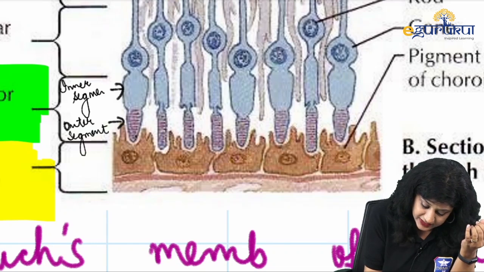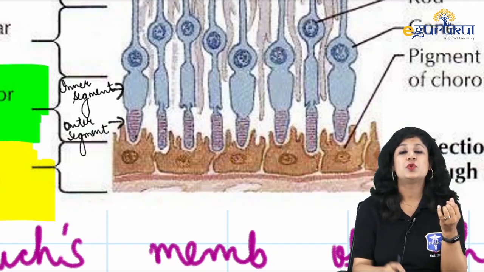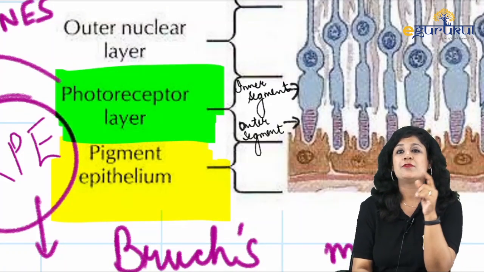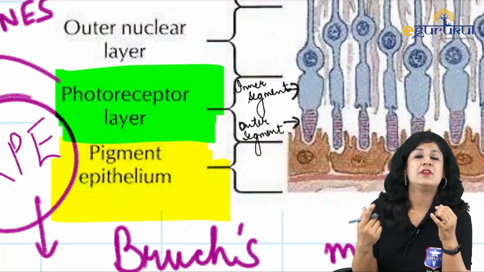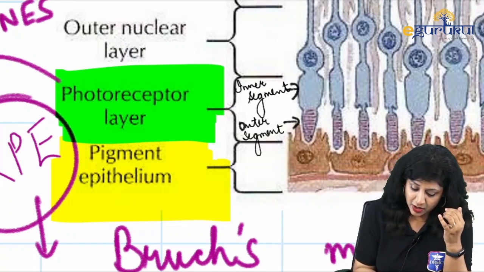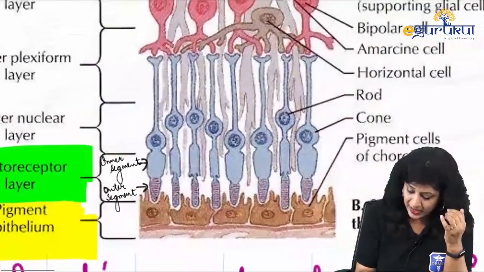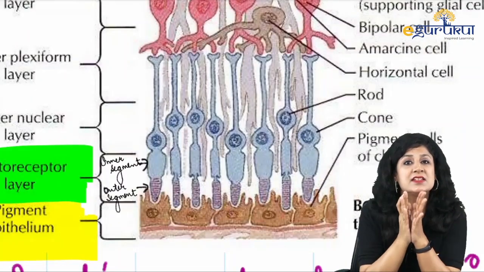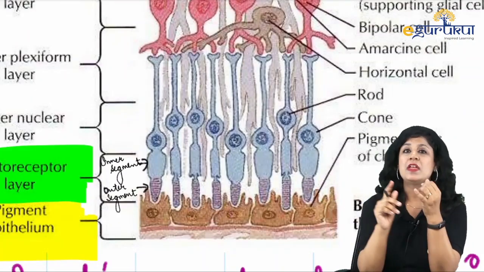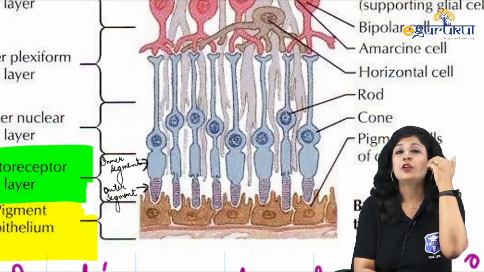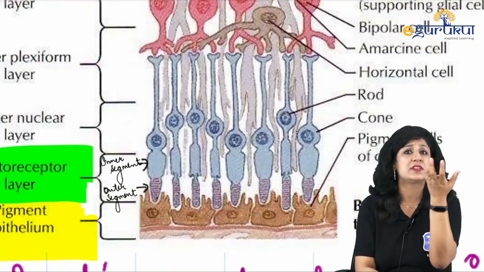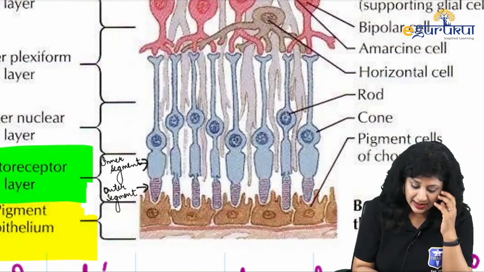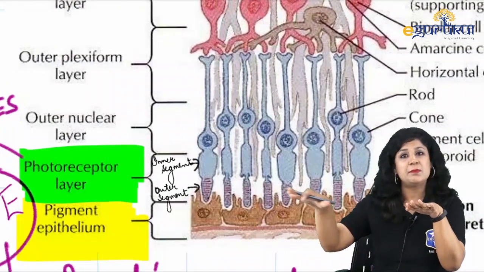So these are the segments which are present in the layer of the photoreceptors. We have got the outer segment and then we have got the inner segment. Now, as you move forward, we have got a limiting membrane. So this layer will be your external limiting membrane. So we have the RPE layer, then we have got the layer of photoreceptors. These layers contain the outer segment and the inner segment, and then we have got an external limiting membrane.